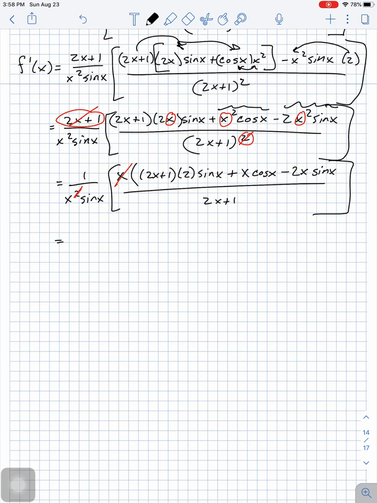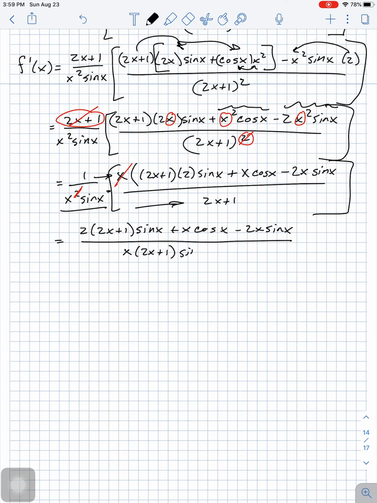So my final answer, and you can shove all these together if you want. I'm going to just take these and put them into the denominator. Since this is a 1, that doesn't change anything. So I've got 2 times 2x plus 1 times sine x plus x cosine x minus 2x sine x, and put that all over my x, 2x plus 1, and my sine x. Okay, and that's my answer.